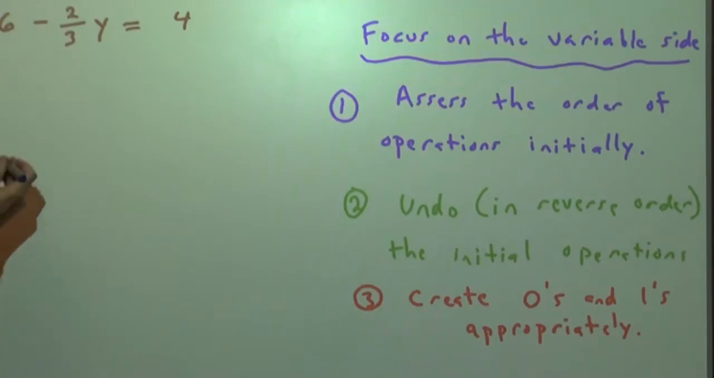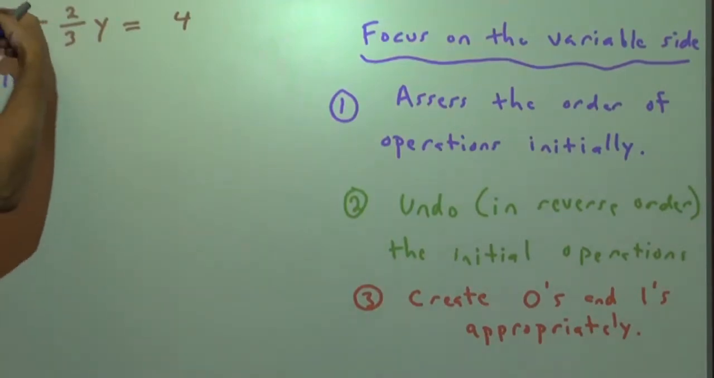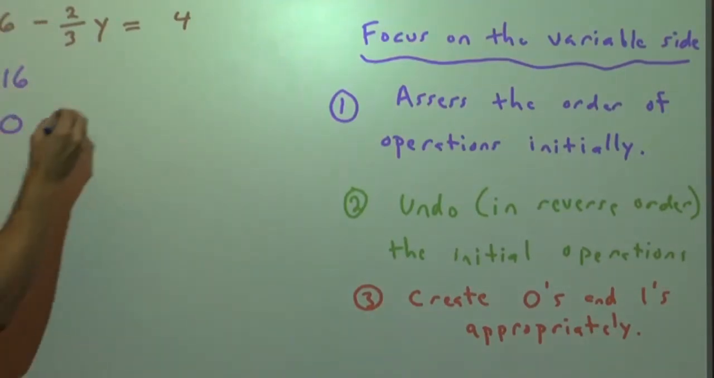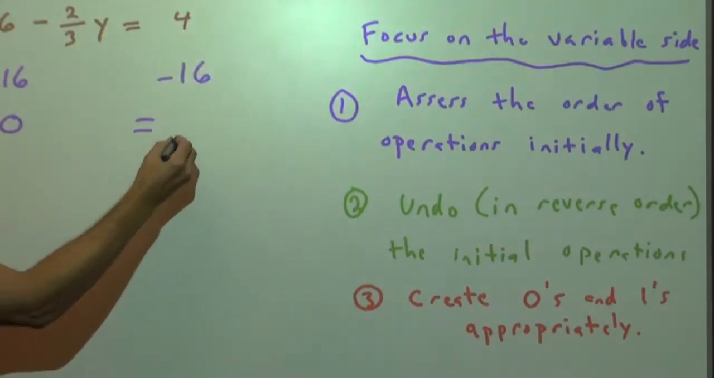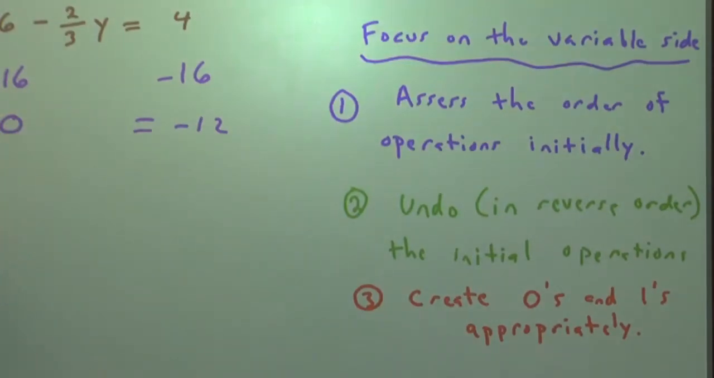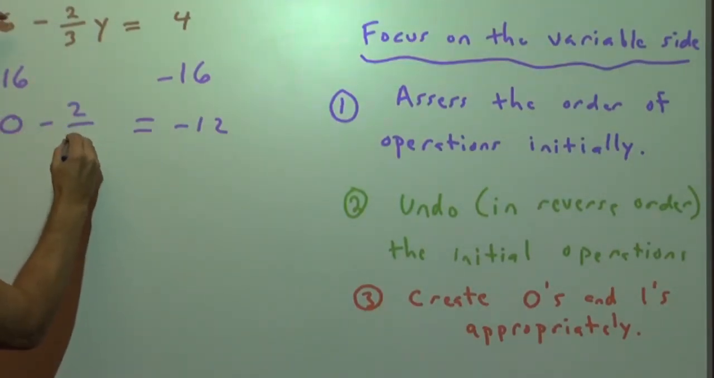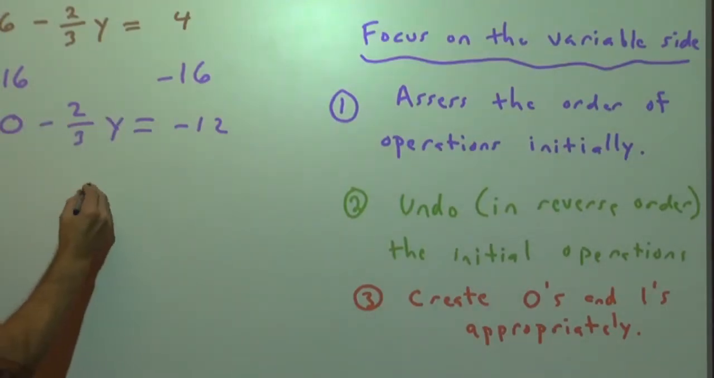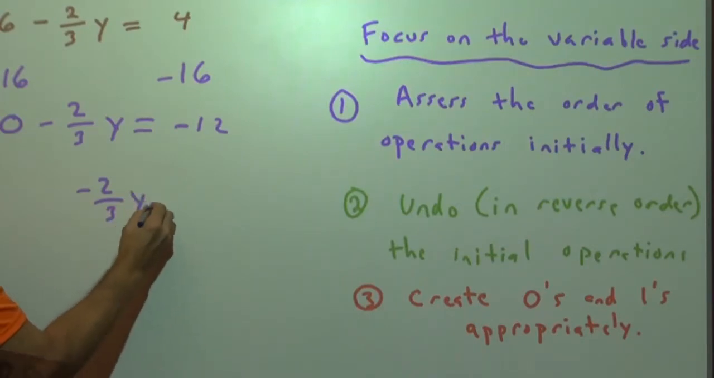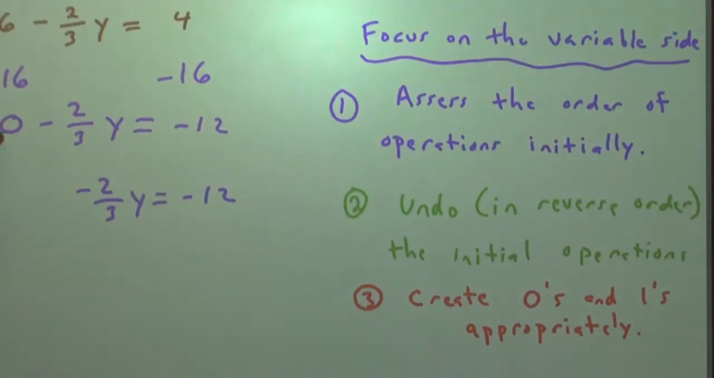How do we get rid of the 16? By subtracting 16 so we get 0. And we do the same thing to the right hand side. Over here, 4 minus 16 is -12. On this side, this minus this is 0 minus the 2/3 y. But 0 minus 2/3 y is a -2/3 y. More on that in just a second.